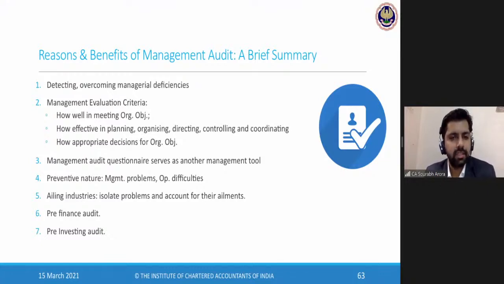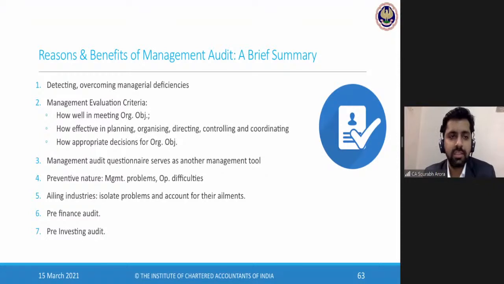Management audit questionnaires, preventive nature, managerial problems and operational difficulties, ailing industries, isolating problems that account for their ailments, pre-finance audits and pre-investing audits. These are the brief reasons and benefits of management audit.